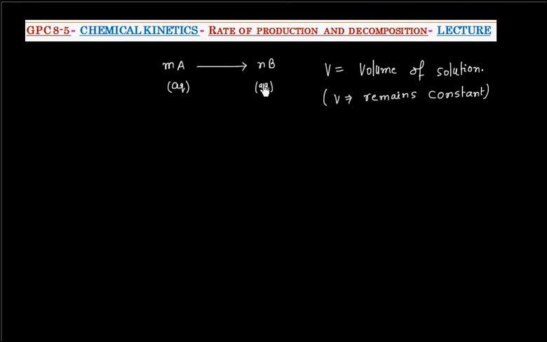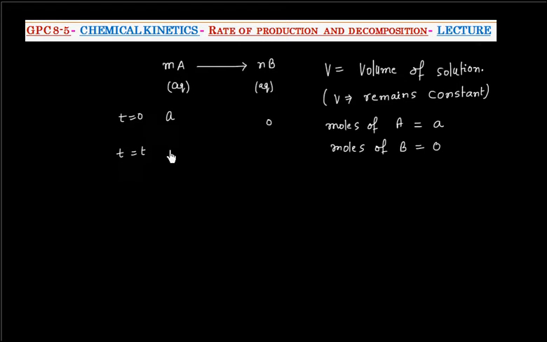This means if some moles of B is generated or some moles of A is decomposed, the volume of solution is not changing much. So we can assume volume remains constant. Let us say we have initially A moles of A, and initially we have 0 moles of B. So this is at t equals 0.